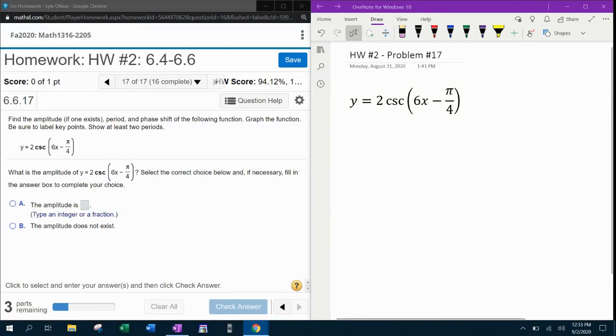All right, here we go. Question number 17, the last question from our 1316 homework number 2 in MyLab Math. They want us to find the amplitude, if it exists, the period, the phase shift, and the graph.